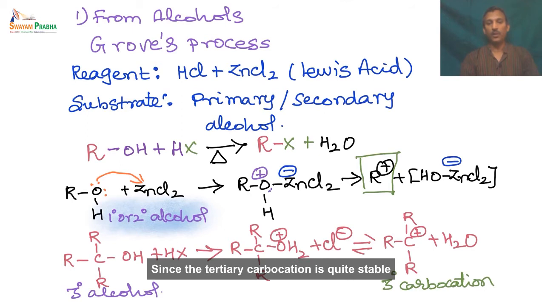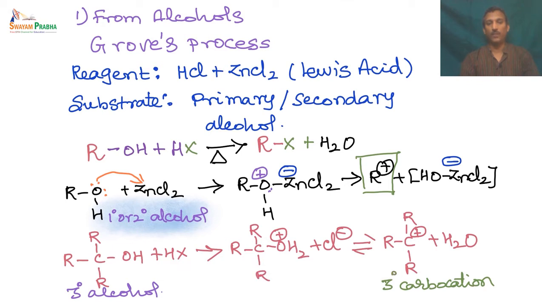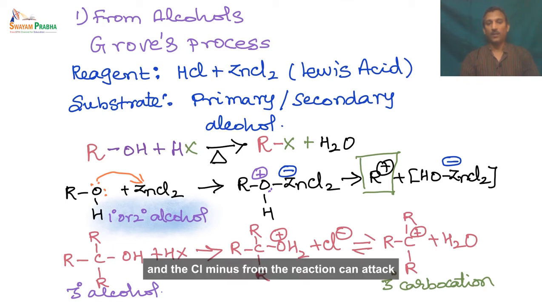Since the tertiary carbocation is quite stable, this reaction does not require the zinc chloride, and the Cl minus from the reaction can attack this carbocation to form the final alkyl halide. So this is another method. So from alcohols, the Grove's process can be used to make alkyl halides.